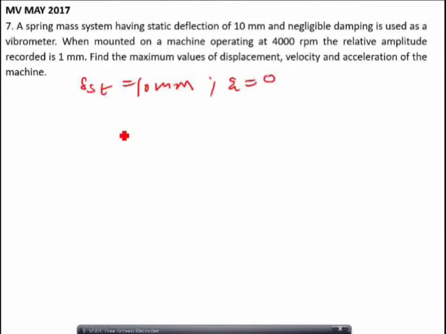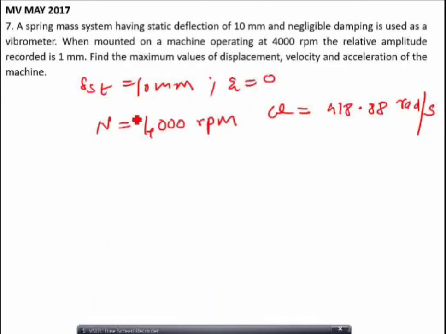When mounted on a machine operating at N equal to 4000 rpm, omega is equal to 2 pi N by 60, which is 418.8888 radian per second. The relative amplitude recorded, directly they have given Z, is Z equal to 1 mm. Find the maximum values of displacement, velocity and acceleration.